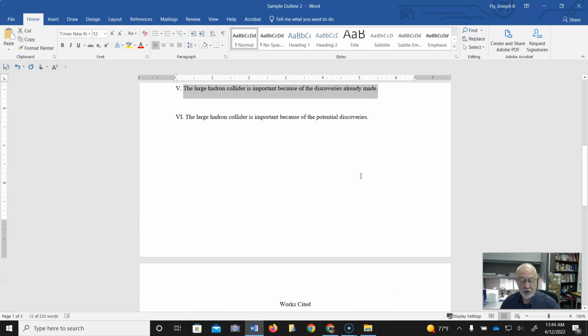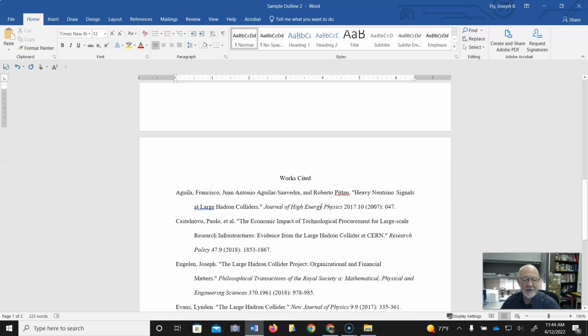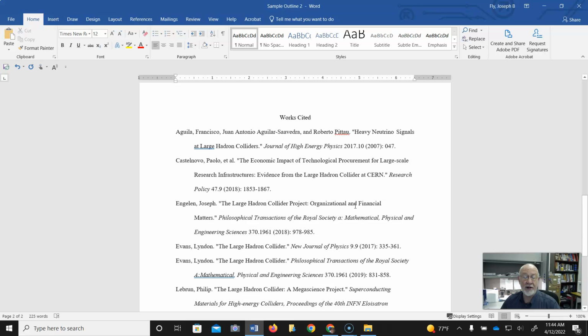Then, Control-Enter, a hard page break, works cited, and that's the title. Notice it's not bold, it's not underlined, it's not in italics. And then it's just a list of the sources. They're in alphabetical order by the author's last name, and it has a reverse indent. Now, if you're using Google Scholar, as I recommended, there's a little button you can click called Cite, and it will do most of this for you. Unfortunately, it doesn't get it exactly right, and I'm not sure why.